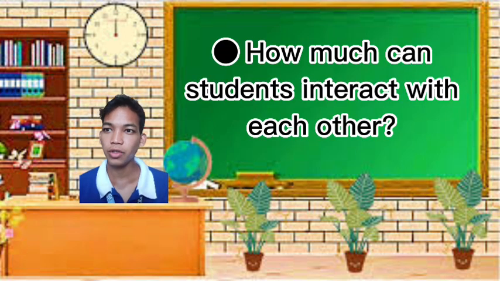Next is, how much can students interact with each other? So a classroom should be open, positive, receptive to discussion and disagreements. Interacting with other people is proven to be quite effective in assisting the learners to organize their thoughts, reflect on their understanding, and find gaps in their reasoning.